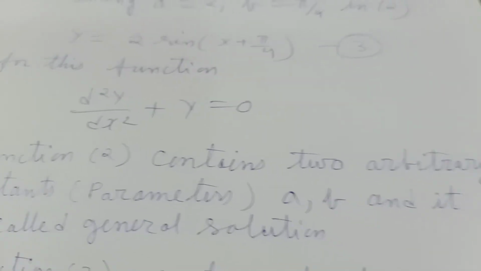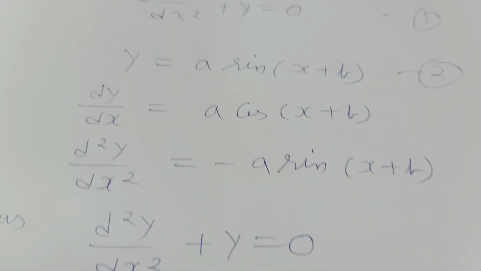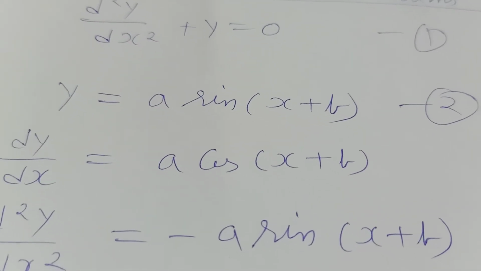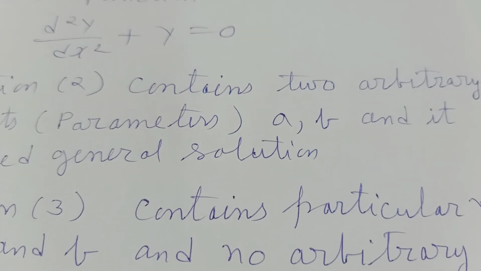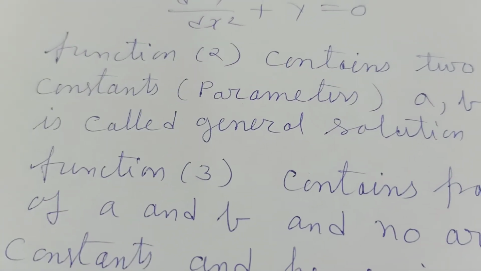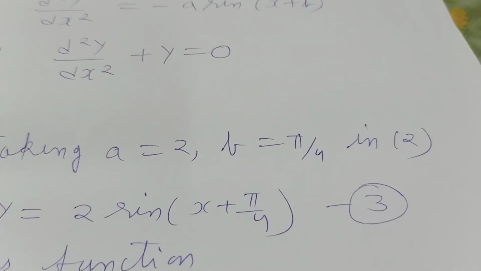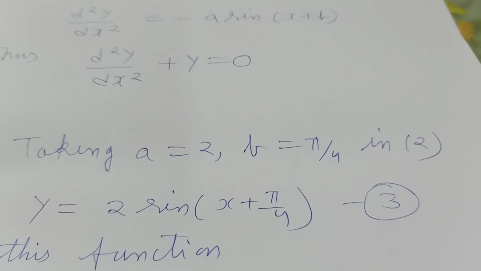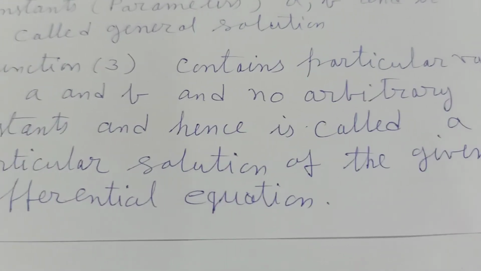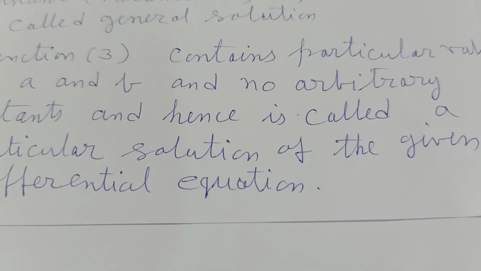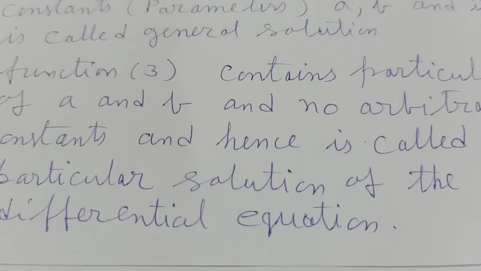Function 2 contains two arbitrary constants, parameters a and b. You can see there are two arbitrary constants a and b in function 2. So we call it a general solution. While function 3 contains particular values of a and b, only a equal to 2 and b equal to pi by 4. So function 3 contains particular values of a and b and no arbitrary constant, and hence it is called a particular solution of the given differential equation.